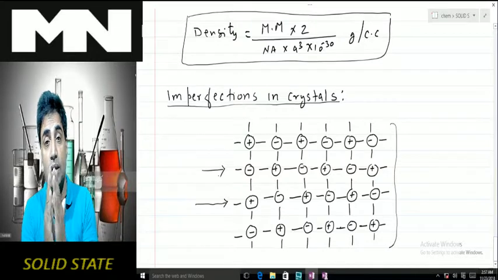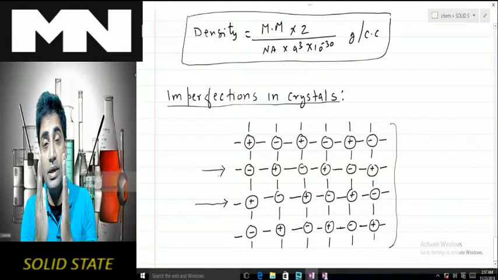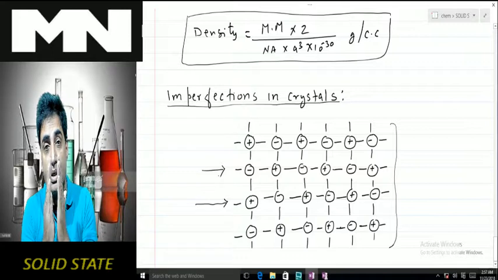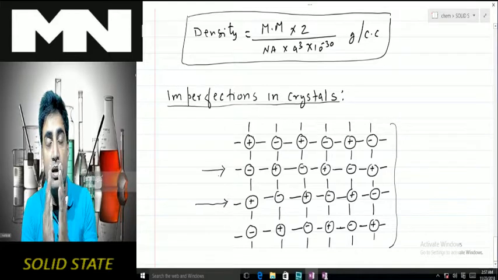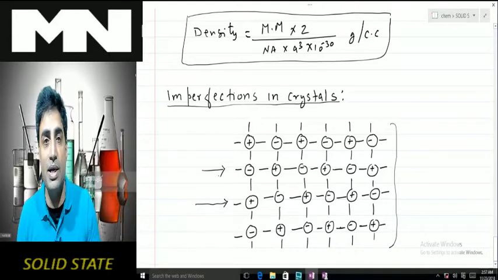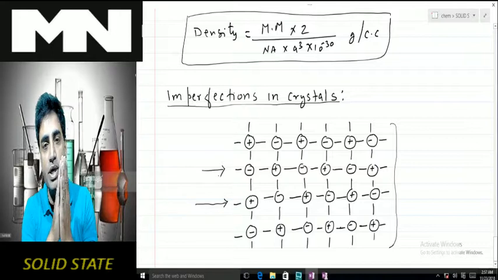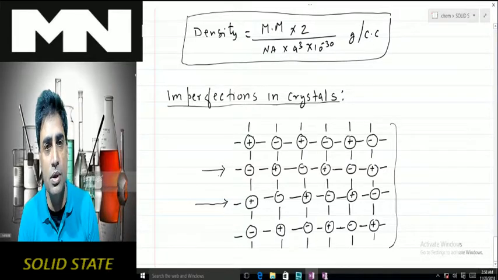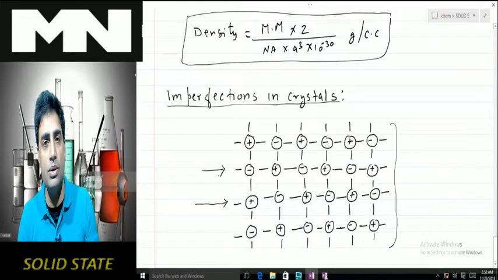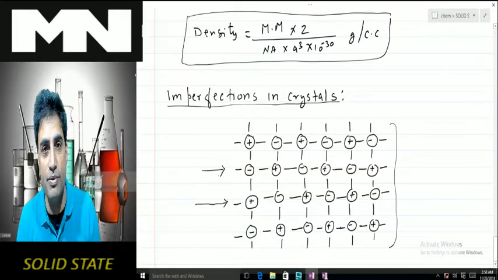Initially, what was there? A cation was surrounded by an anion. But if the layer moves a bit, it may happen that in front of a cation you will have another cation, in front of an anion you will have another anion. This will lead to repulsion, and as a result of that, the crystal will break from that particular plane. That is known as line imperfection. Line imperfection is not there in your syllabus. Today we'll be talking about point imperfection.